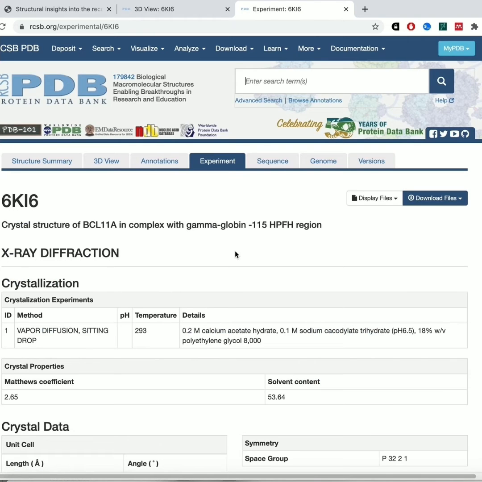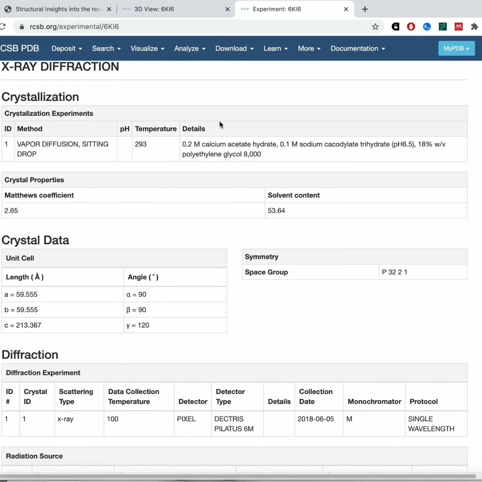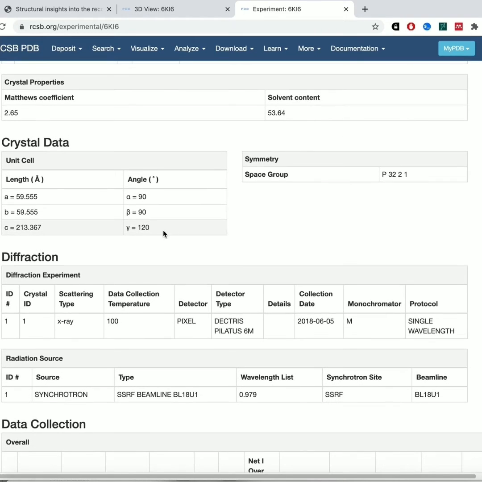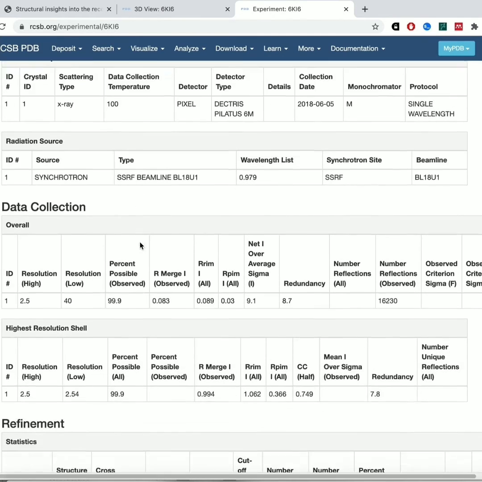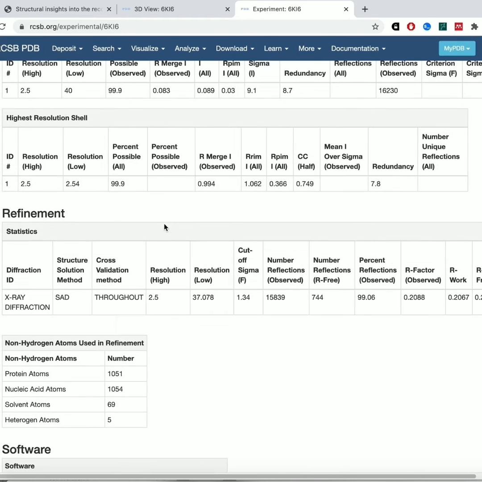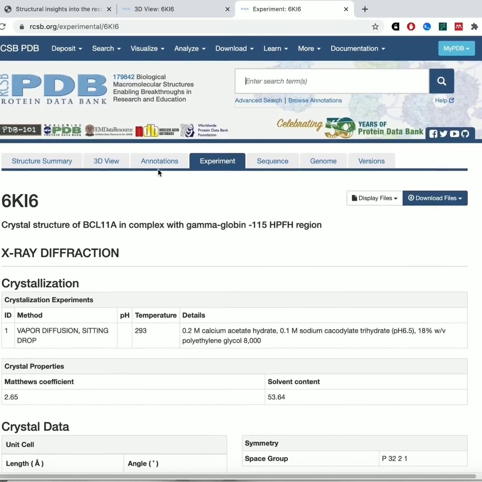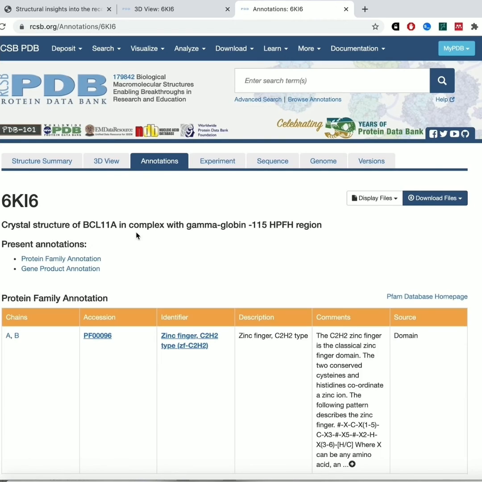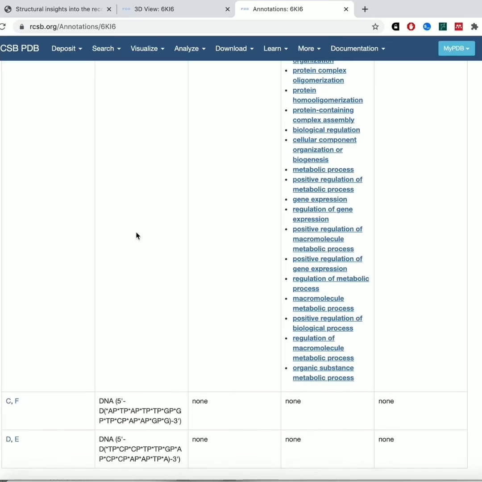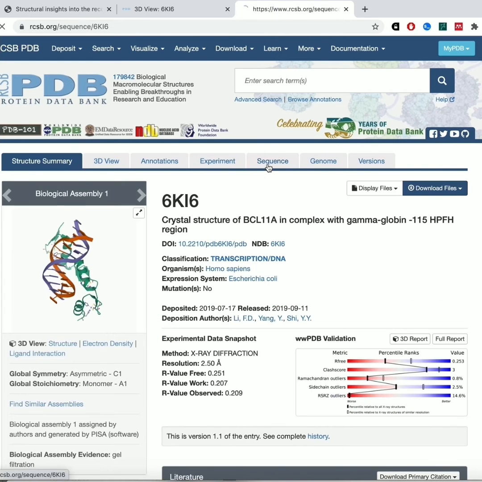If you go to the experiment tab, you can see more of the experimental details: the conditions for the crystallization, the dimensions of the unit cell, the data collection, more about the resolution of the data, and the software that they used to process it. You can also go to annotations to find out more about the various things that this protein is known to do. Then structure summary, we looked at that.